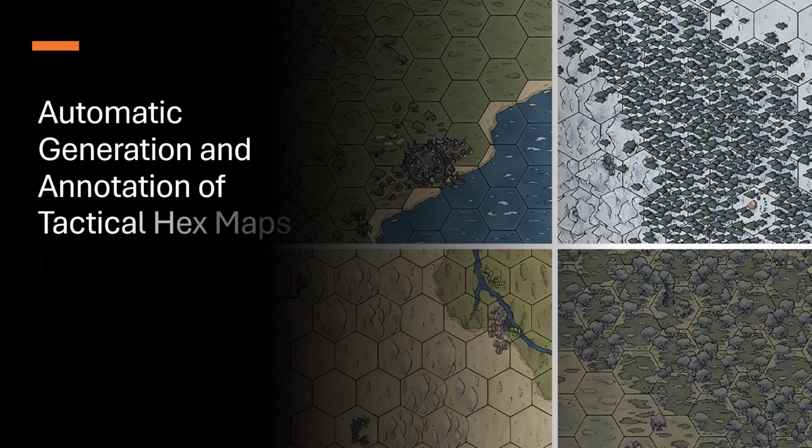Hello teacher, my topic is automatic generation and annotation of tactical hex maps in D&D. So we can see some examples, but mine will be different, of course.